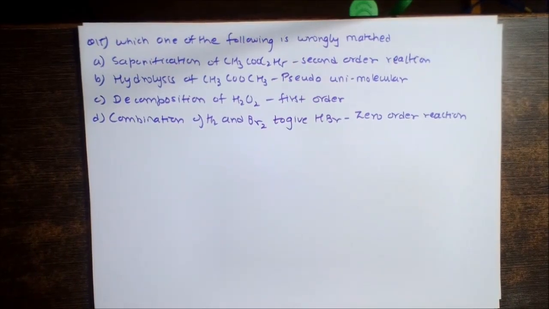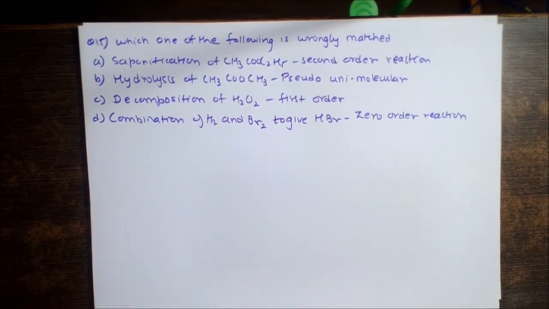Question 15. Which of the following is wrongly matched? A. Saponification of CH3COOC2H5 to second order reaction. Hydrolysis of CH3COOCH3 to unimolecular reaction. Decomposition of H2O2 to first order reaction. Combination of H2 and Br2 to give HBr zero order reaction.